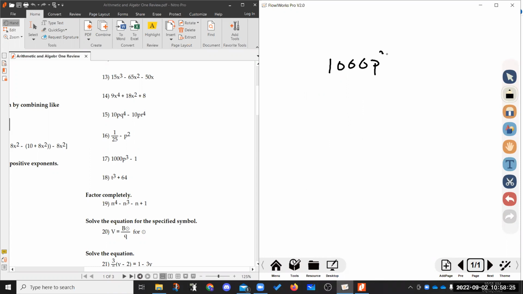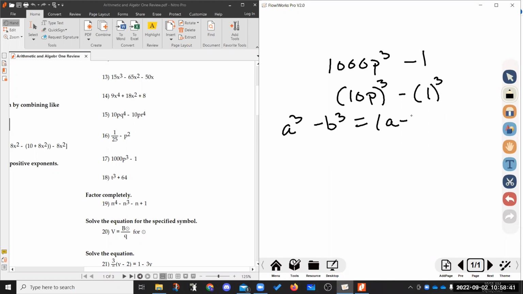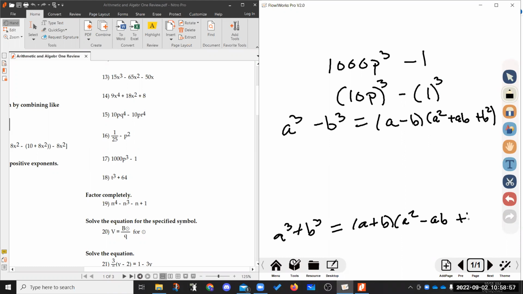1000p to the 3rd minus 1 is 10p, the quantity 10p raised to the 3rd, minus 1 raised to the 3rd. This is a difference of cubes. The difference of cubes formula says a cubed minus b cubed is equal to a minus b times a squared plus ab plus b squared. Similarly, there's a sum of cubes formula that says a cubed plus b cubed is equal to a plus b times a squared minus ab plus b squared.